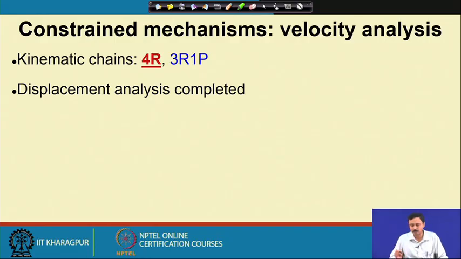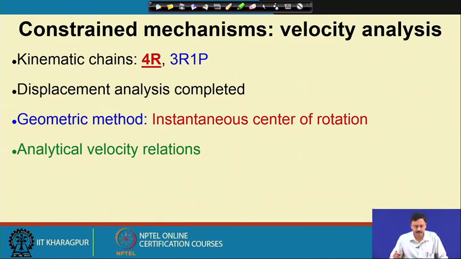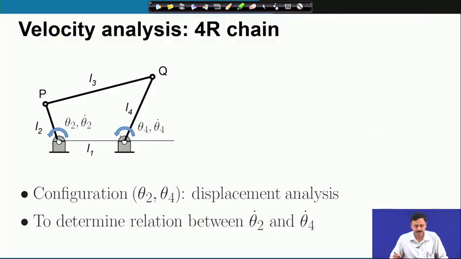So, before I embark upon the velocity analysis problem, I must have the displacement analysis problem completely solved. In other words, I should be able to find out the configuration of the mechanism, or I should know the configuration of the mechanism. We are going to pursue the geometric method based on the instantaneous center of rotation and derive analytical velocity relations. So, this is the plan for the current lecture.